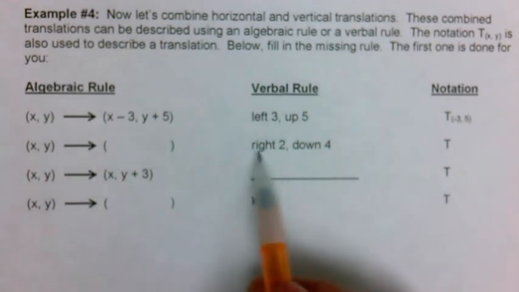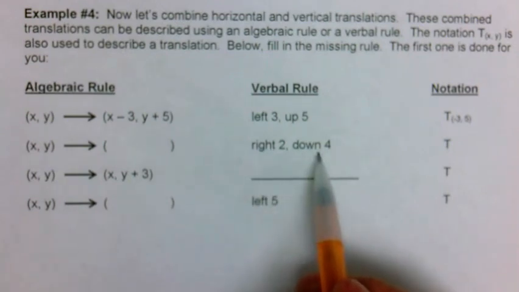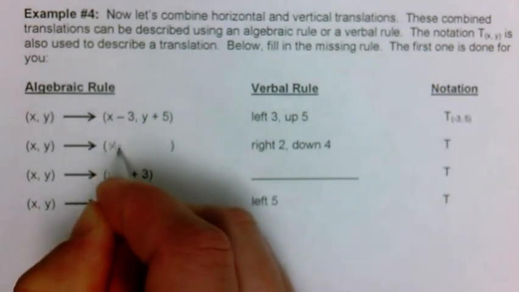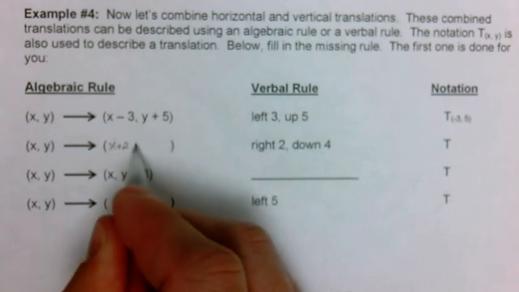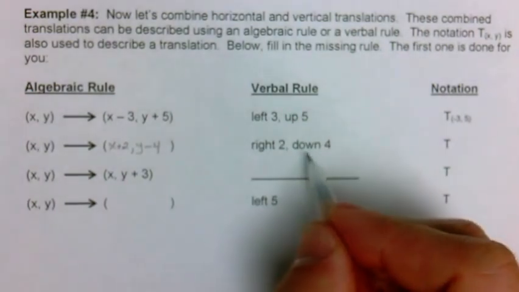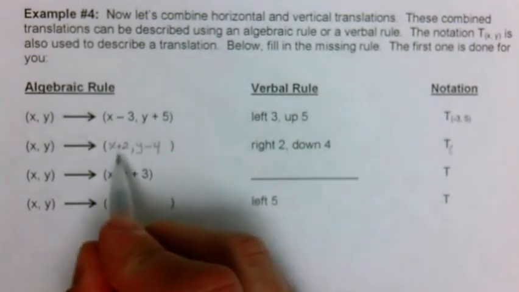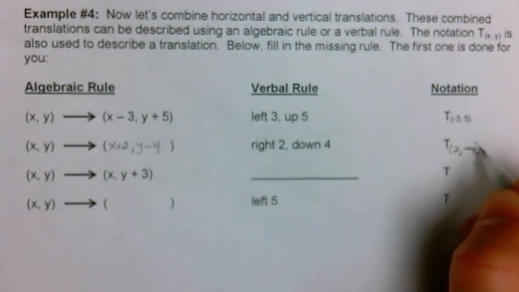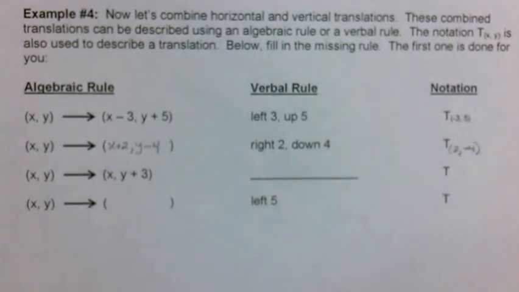In this middle example, the verbal rule was given to us. We're going to move right 2 and then down 4 units. So if you move right 2 units, what you need to do algebraically is take your x-coordinate and add 2. Then if you move down 4 units, you take your y-coordinate and subtract 4 since you're moving down. Notation wise, moving right 2 and down 4 means that T for translation, it's going to move positive 2 for the x coordinates, negative 4 for the y coordinates. So T and then 2 comma negative 4 when we write the translation notation.